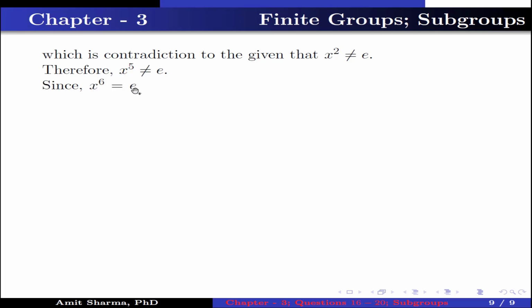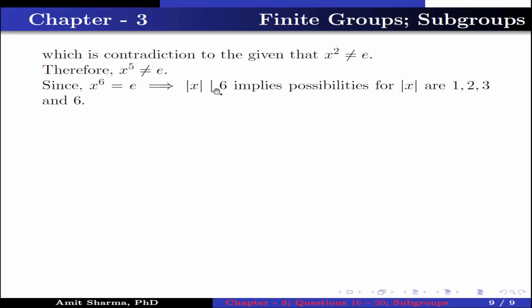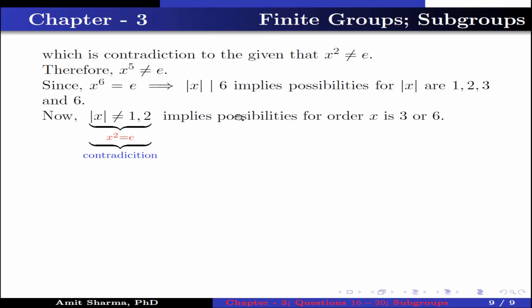Since x to the power 6 is equal to identity, this implies order of x divides 6. This implies the possibilities for order of x are 1, 2, 3 and 6. Now, order of x cannot be 1 or 2. Why is it so? If we take order of x as 1 or 2, this implies x square is identity, which is a contradiction to the given condition. This implies the possibility for order of x is 3 or 6. Hence, order of x is either 3 or 6.